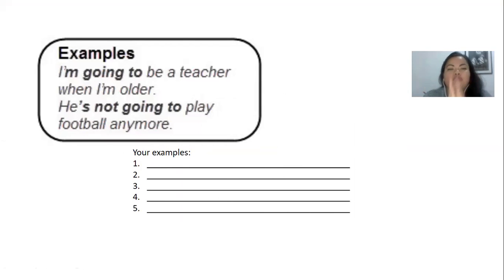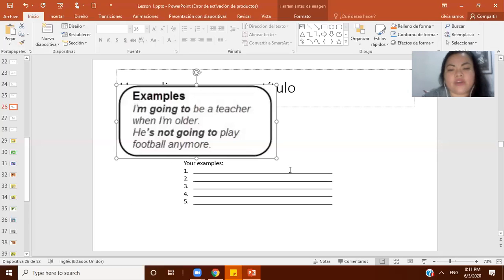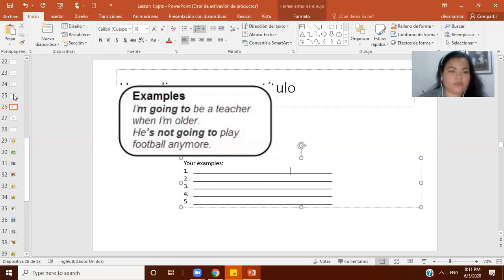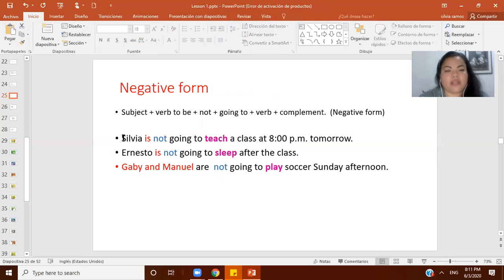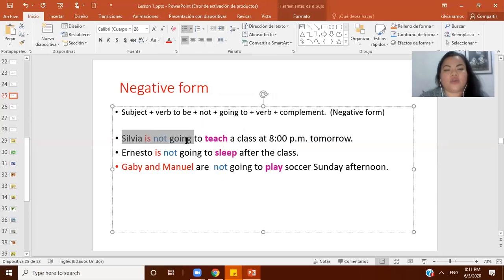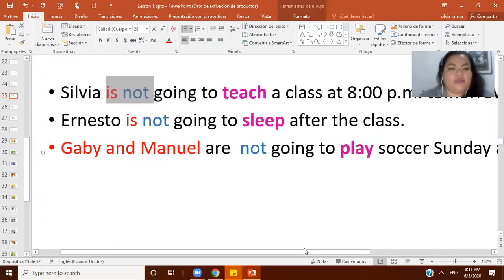I'm going to be a teacher when I'm older. He's not going to play football anymore, right? So we have a contracted form, right? Estas son las formas completas, miren. Silvia is not going to teach. Entonces, cuando vamos a hablar de la forma reducida or the contracted form in English, this is what we're gonna do. I need you to look at this, right? This part right now is complete, right? And once we change it, it's going to be short. Va a ser más chiquitita.